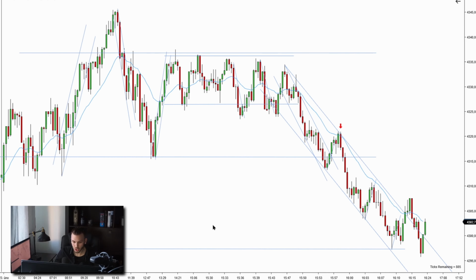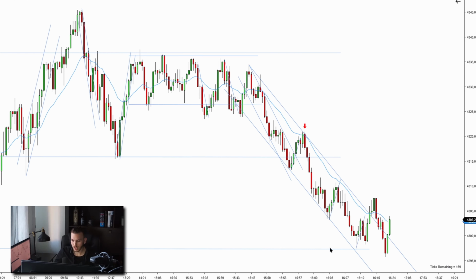We created a measured move down. I just measured this trading range right here, copied it, and put it somewhere at the bottom to make it look a little bit two-tiered. So we reached our measured move, so we can expect a bounce from here.